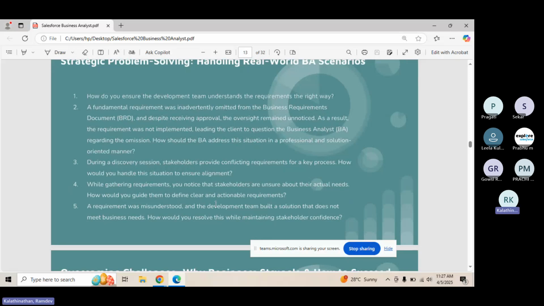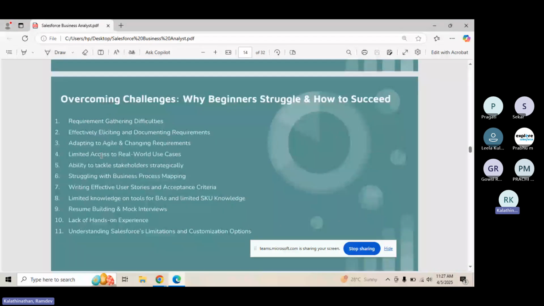Now, let me move to the next few things. These are the challenges that I have identified as a BA in the market, and these are things that can help you all improve. See, requirement gathering difficulty: a lot of BAs are struggling here, and then eliciting and documenting requirements. Proper documenting practices are not followed everywhere. And then adapting to agile and changing environments, and nobody is aware of what those real world use cases are. They are not able to tackle stakeholders strategically. They're struggling with business process mapping.